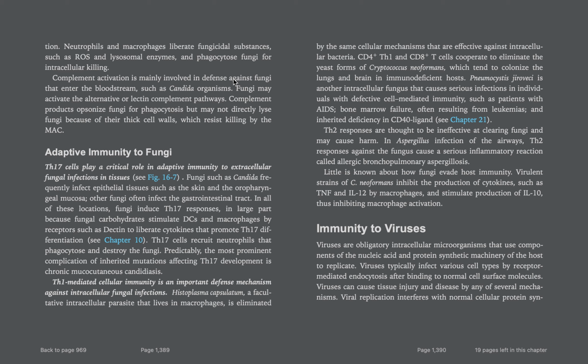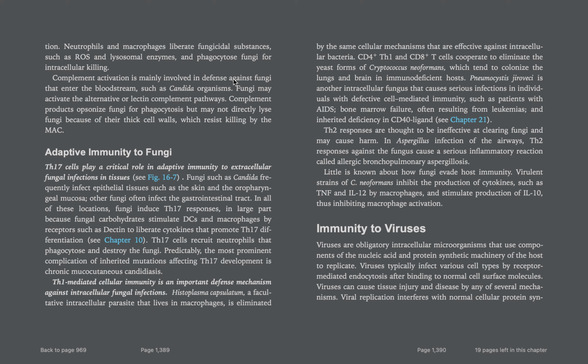Predictably, the most prominent complication of inherited mutations affecting T helper 17 development is chronic mucocutaneous candidiasis. T helper 1 mediated cellular immunity is an important defense mechanism against intracellular fungal infection. Histoplasma capsulatum, a facultative intracellular parasite that lives in macrophages, is eliminated by the same cellular mechanism that is effective against intracellular bacteria. CD4 T helper 1 and CD8 T cells cooperate to eliminate the yeast form of Cryptococcus neoformans, which tends to colonize the lungs and brain in immunodeficient hosts.